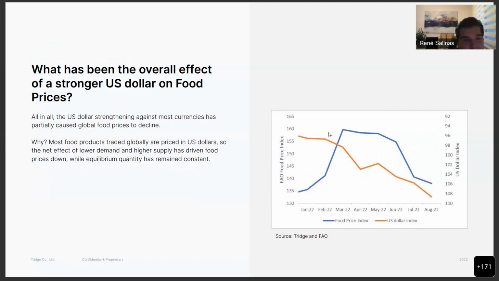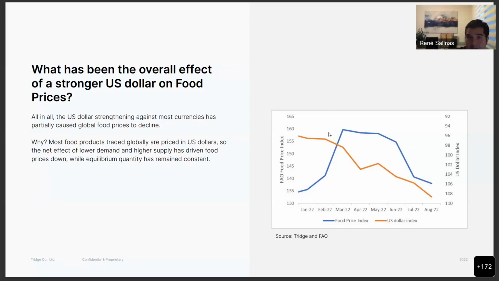Now, this is a very interesting graph because some might think that a stronger dollar is actually bad for food prices. Nonetheless, the stronger US dollar has caused an increase in supply. I'm talking about an increase in exports, as we saw in the cases before, and a mildly lower demand, mostly imports outside of the US. So these two effects combined create lower prices, and you can see it here in the graph. Overall, food prices have started declining in line with the US dollar strengthening.